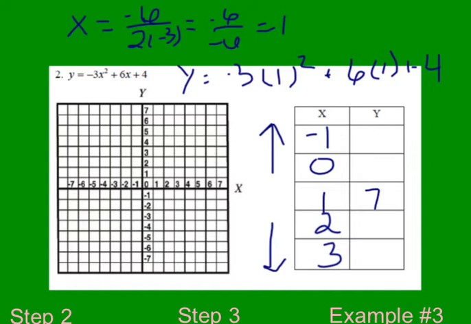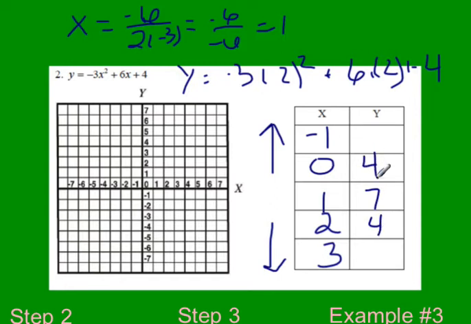Now I'm going to plug 2 in. So I'm going to take the 1 out, and now I'm going to plug in 2 wherever I see an x. So in my calculator, -3 times 2 squared plus 6 times 2 plus 4. And when you do that, you're going to end up with 4. Again, hopefully you're calculating it along with me so you make sure you're doing it right.